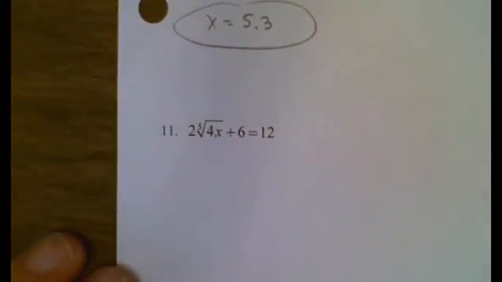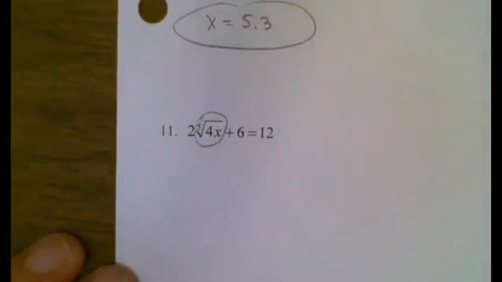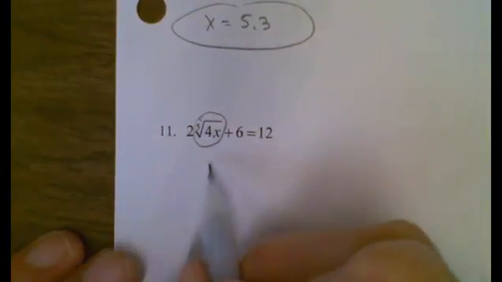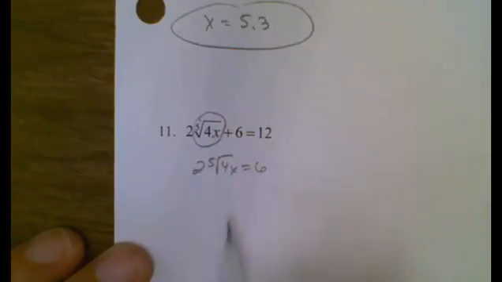All right. Number 11 is similar to that, except here is my base. It's that root that I have to get by itself. So I first have to subtract 6, and then I have to divide by 2. So I get the 5th root of 4x has to equal 3.